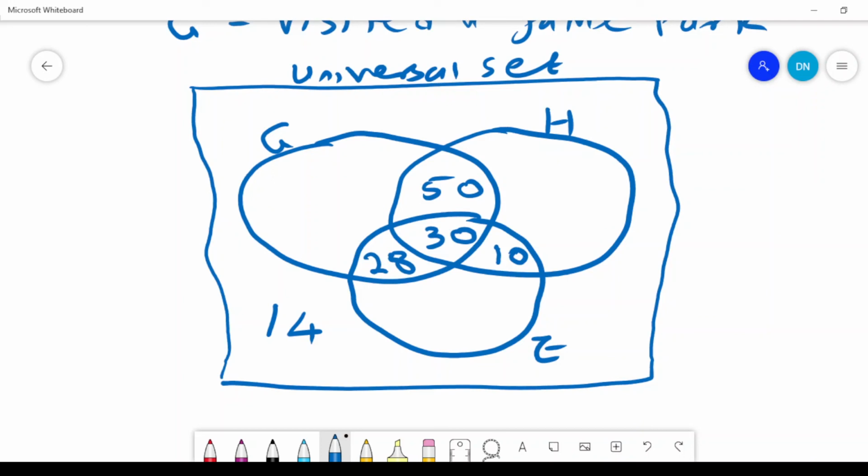We are told 120 visited a game park. Out of 120, you already have 50 plus 30 plus 28, which is 108, so the remainder will be 12. 88 visited a zoo. We have 10 plus 30, 40, plus 28, that is 68; out of 88, 20 remains. Those who stayed at home are 126. We already have 50 plus 30, 80, plus 10, 90. 126 minus 90 is 36. And if we add up all of these, they should give us 200.